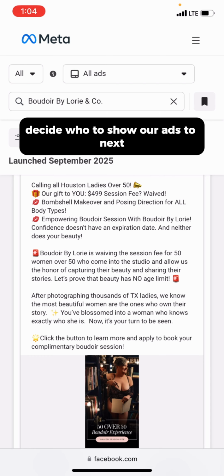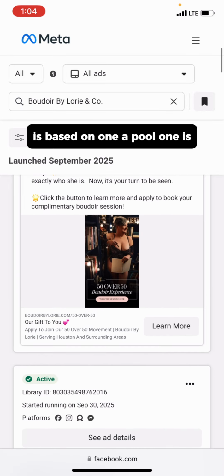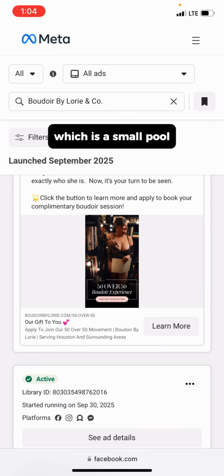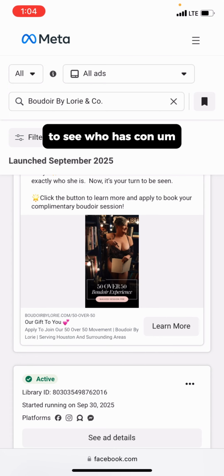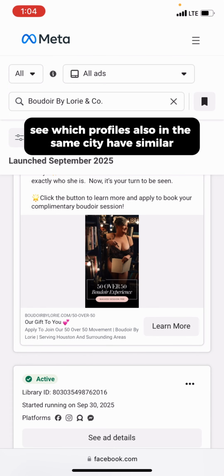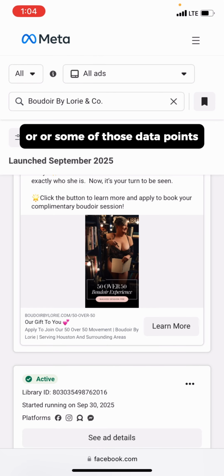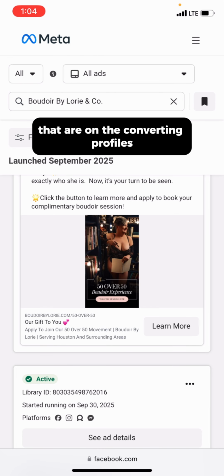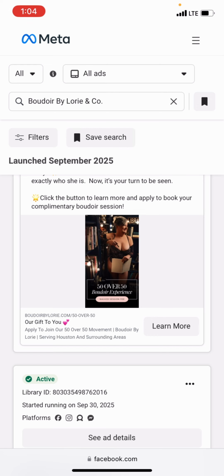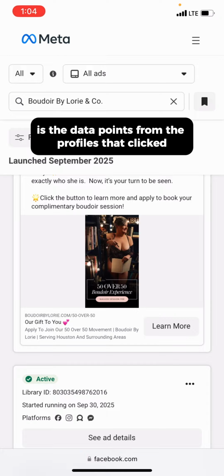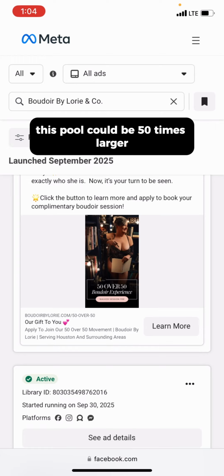The pools that the Meta ad algorithm pulls from to decide who to show our ads to next: pool one is who's converted, which is a small pool. Meta sees the data points on those profiles to find which profiles in the same city have similar data points to the converting profiles. That's pool one. Pool two, the much bigger pool, is the data points from the profiles that just clicked over. This pool could be 50 times larger.